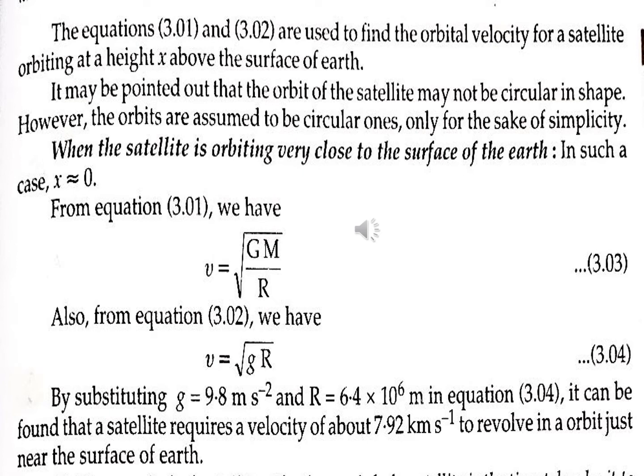In this calculation, this velocity is about 7.92 kilometer per second. We find that orbital velocity of the satellite to revolve in the orbit just near to the Earth is independent of the mass of the satellite but depends upon the radius of the orbit. If we put the value of g and r in the expression, then the satellite will be right near the Earth.